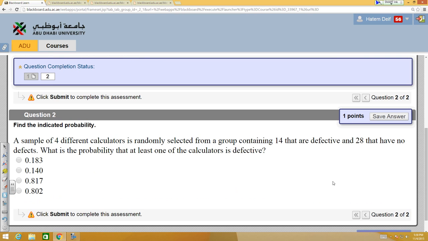So if you understand what I did, repeat it here. This is the real question. But here I selected 4. And as you can see, it's very difficult to calculate all the outcomes. Just use the rule. Do you remember the rule?